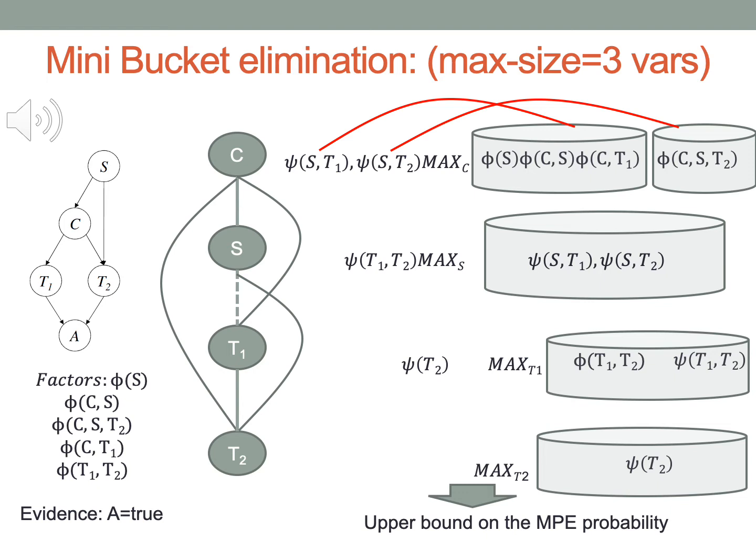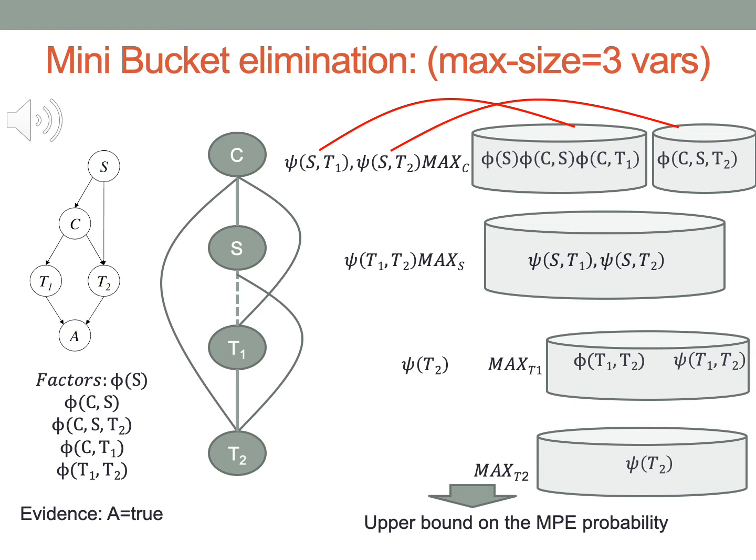The first mini bucket has 3 functions and contains 3 variables, C, S, and T1, while the second mini bucket has just 1 function and contains 3 variables, C, S, and T2. Since both mini buckets have just 3 variables in them, they satisfy our constraints, right? And the constraints, as I said before, are imposed by the RAM size.